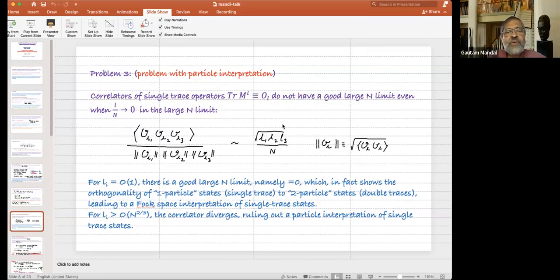However, you can see already here that if the L_i are of order N to the power 2/3 or more, then this object can stay constant or even diverge. As a result, the particle interpretation of single trace states does not work. So this is problem number 3.